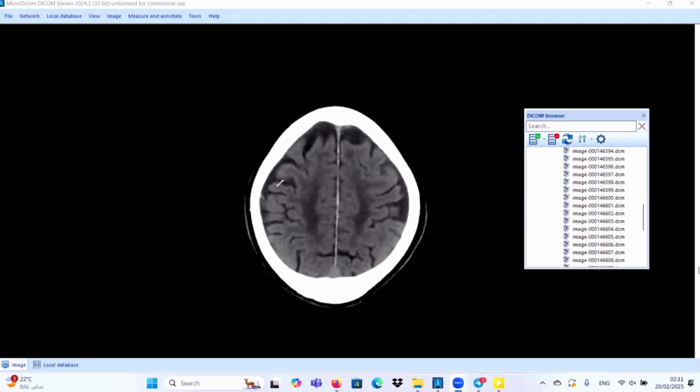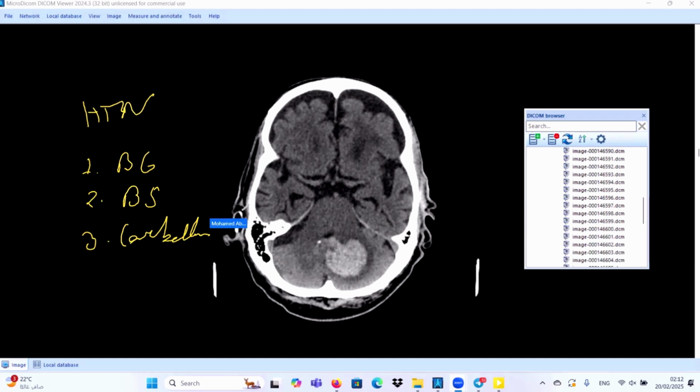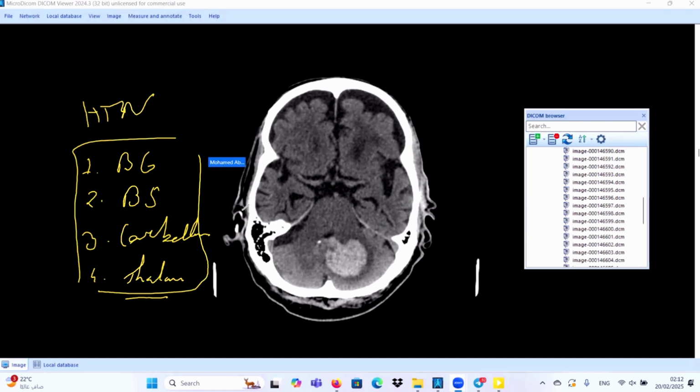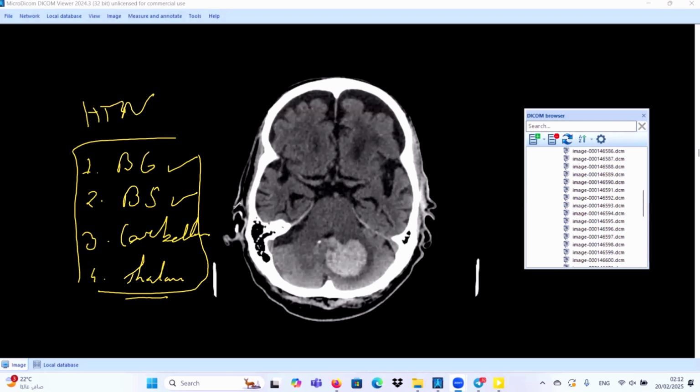Our third teaching point here in this case is that the cerebellar hematoma is considered one of the common characteristic sites for hypertensive hemorrhage. So we have here the sites for hypertensive hemorrhage. First, basal ganglia. Second, brainstem. Also, cerebellar hemisphere. And also the thalami. Those are the most specific locations for hypertensive hemorrhage. Basal ganglia and the brainstem are more common than the others. Those are the 3 teaching points in this case.